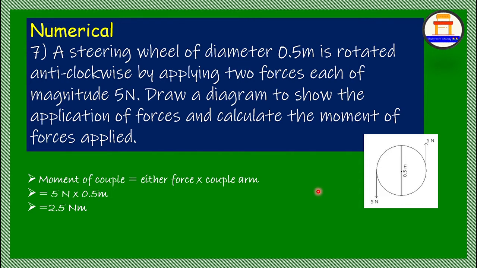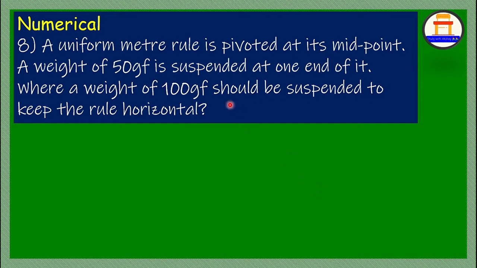Let's move ahead further. A uniform meter rule is pivoted at its midpoint. A weight of 50 gf is suspended at one end of it. Where should a weight of 100 gf be suspended to keep the ruler horizontal?